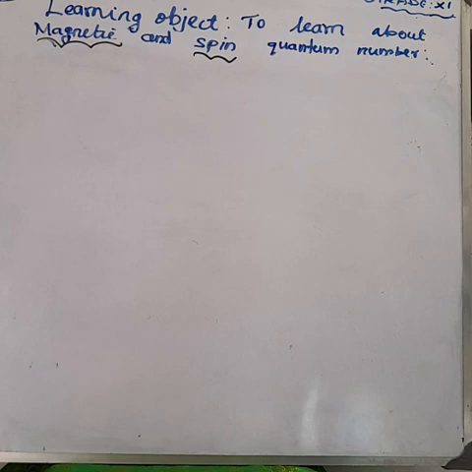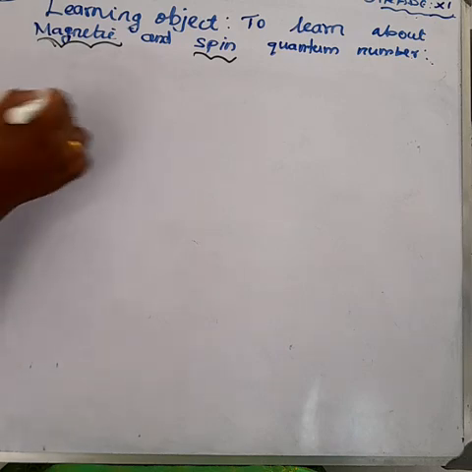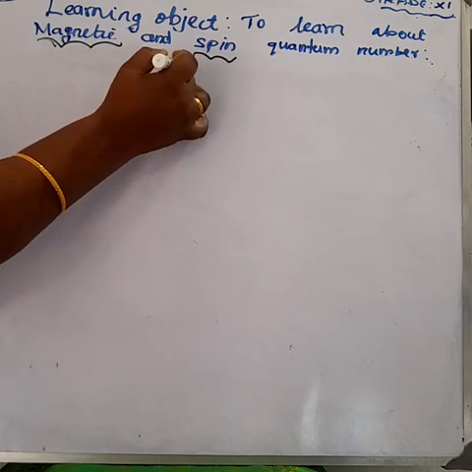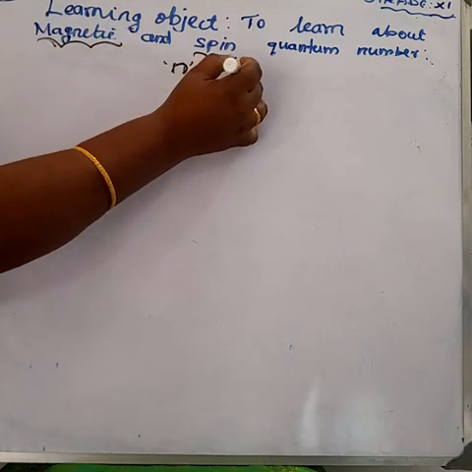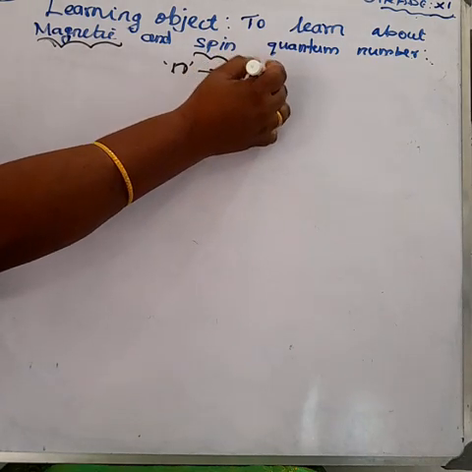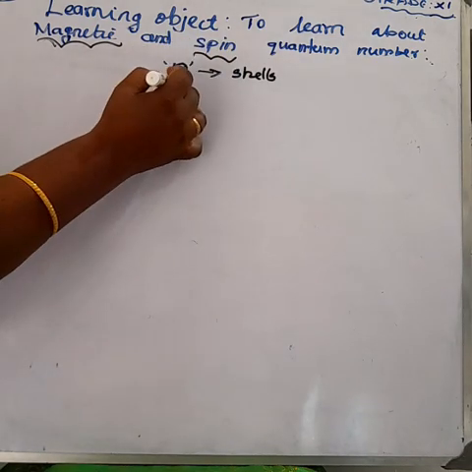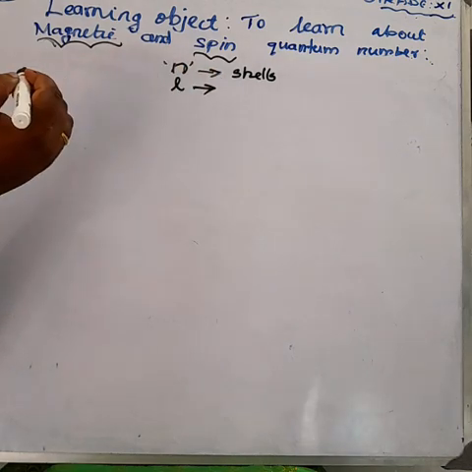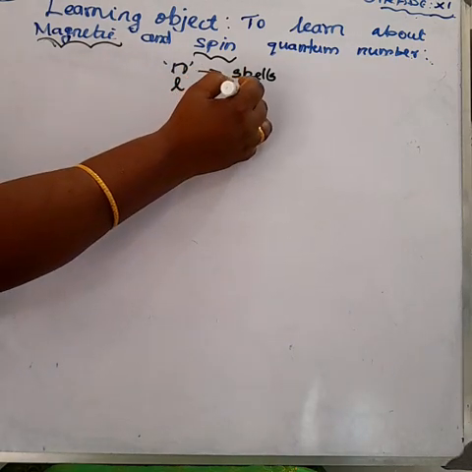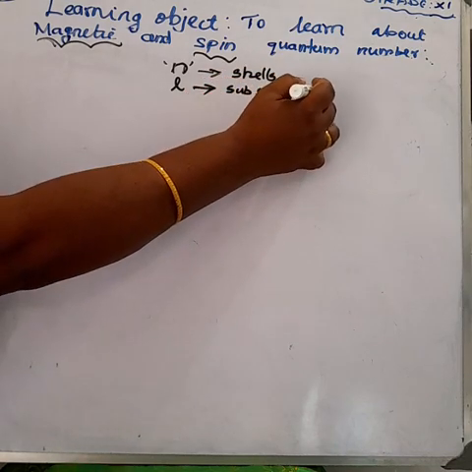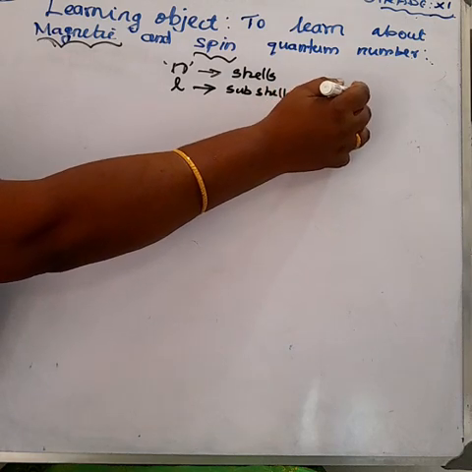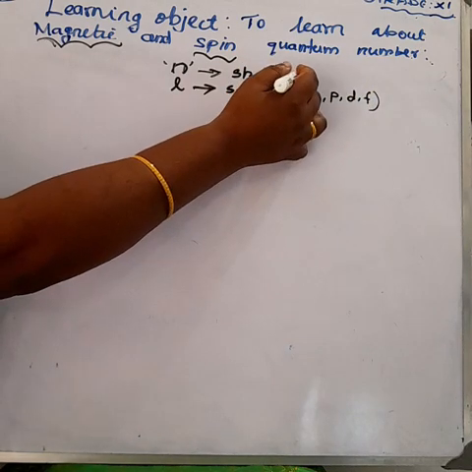Yesterday we learnt about the principal quantum number and the azimuthal quantum number. The principal quantum number n represents the shell. All of you know about that. Shells are energy levels. And the azimuthal quantum number L represents subshells. The subshells are S, P, D and F, and the shells are K, L, M and N.